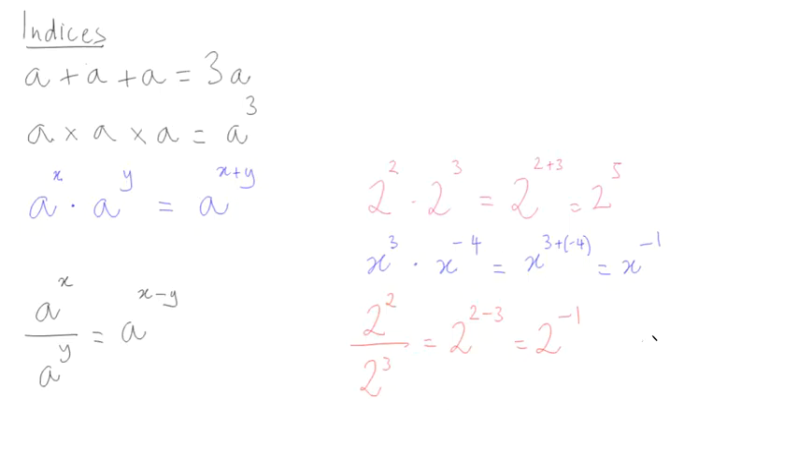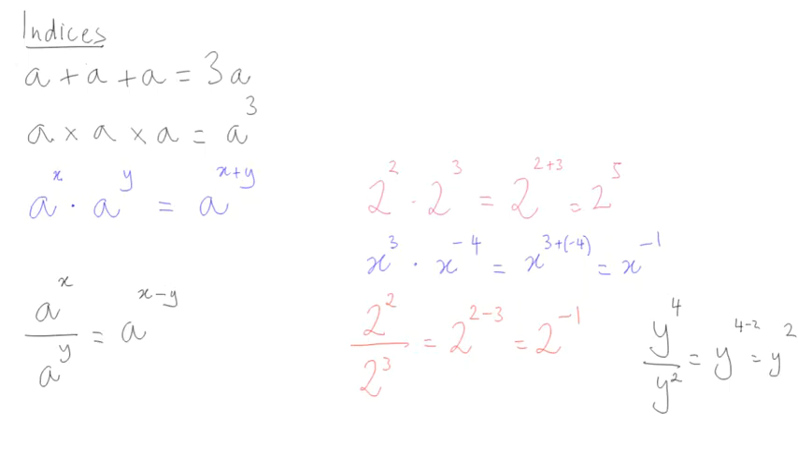Take another example. y to the power 4 divided by y to the power 2 is y to the power 4 minus 2, which equals y to the 2, or y squared.